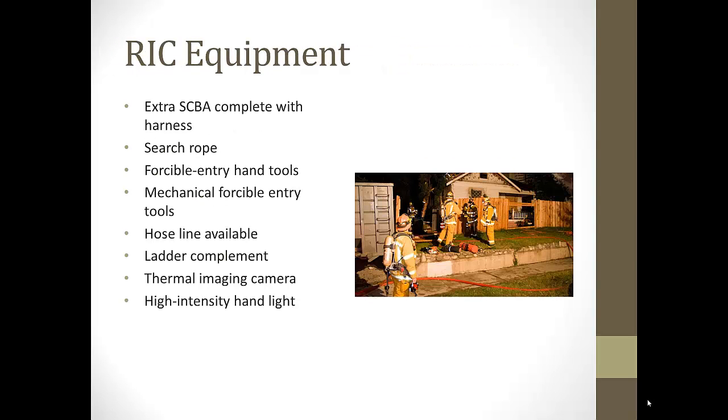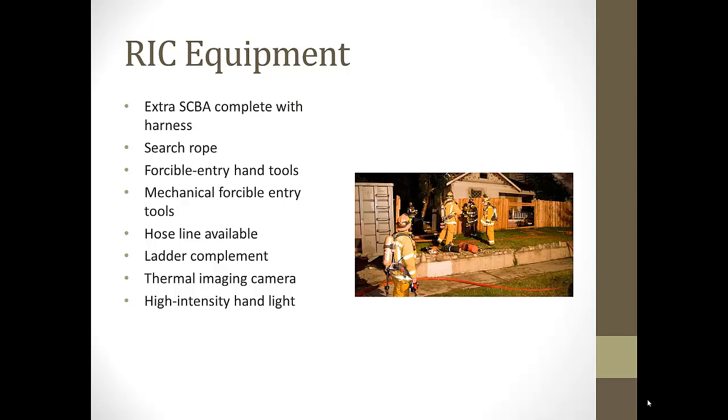So what RIC equipment do we carry? And you can see some of it there. Most departments have a specified compartment with specified equipment. They should have an extra SCBA. You can see that's the middle one on the ground. It's an SCBA that we can hook into a firefighter, and that's its only function. It's kept on the apparatus just for that. You should have a search rope. You should have forcible entry hand tools and mechanical forcible entry tools. If I need to get in there, how can I get in there?